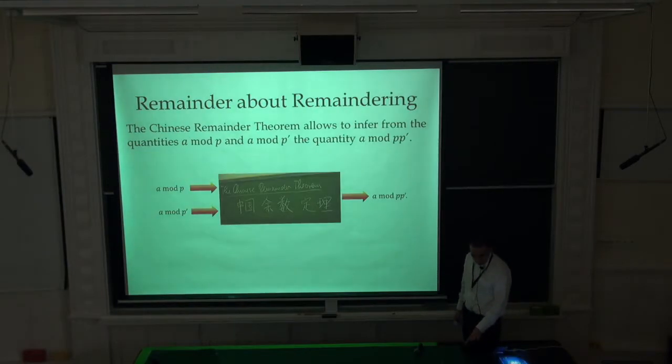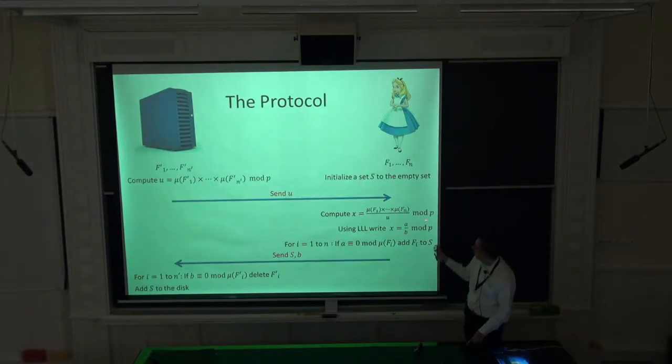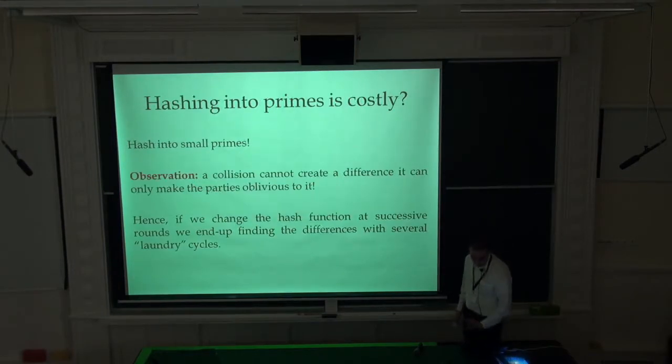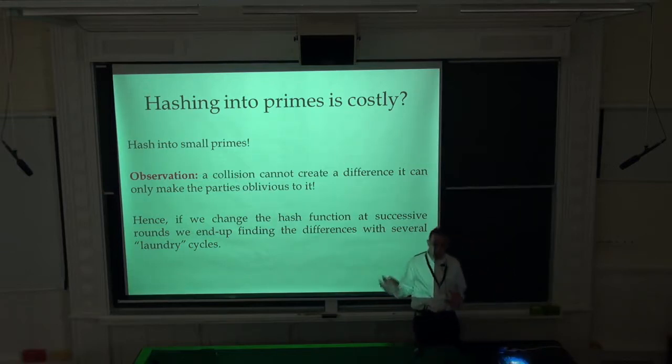No. So this is the idea of the Chinese remainder. I don't care what I'm doing, I'm having this and that, and all the quantities are of the form A that work either modulo P or modulo P P prime. If you look at the protocol, modulo P, modulo P, modulo P, everything works modulo P. Okay, so I can use Chinese remainder also. So using hashing into big primes is costly.